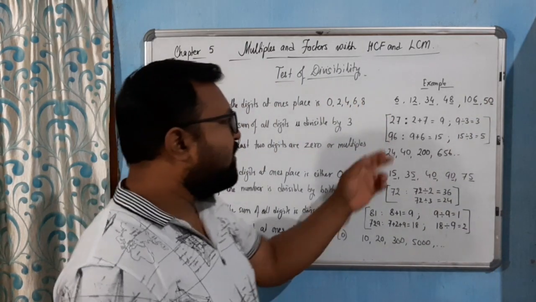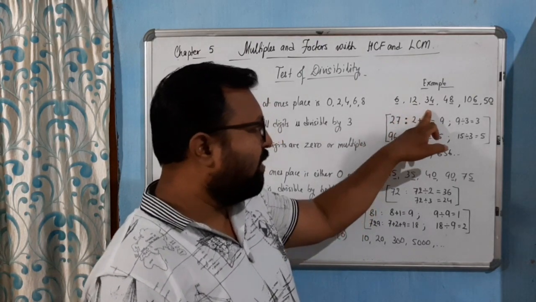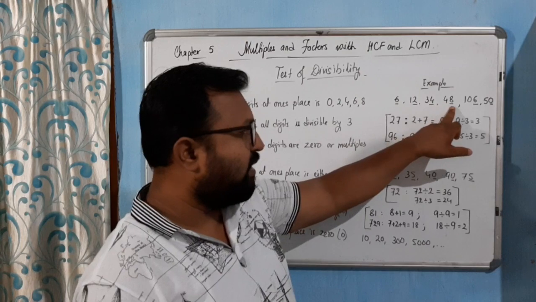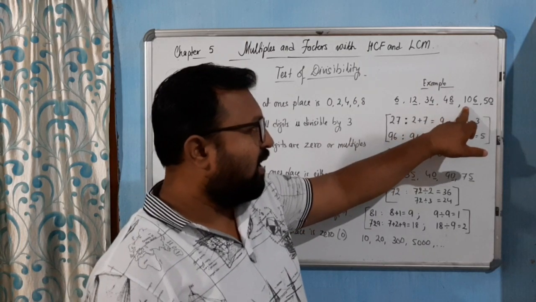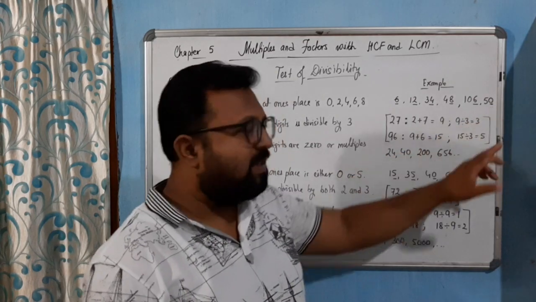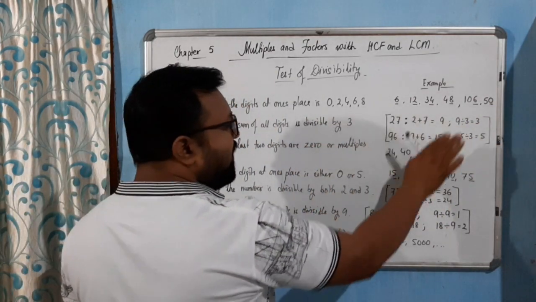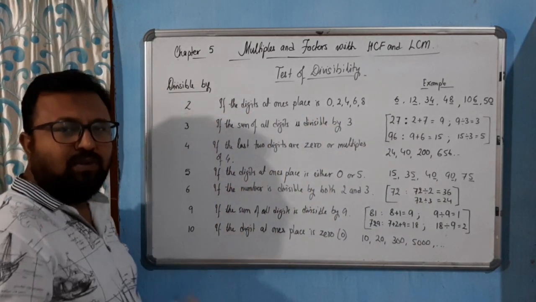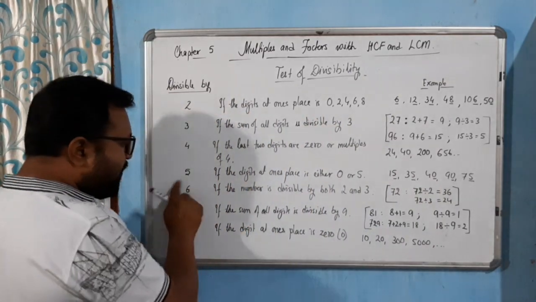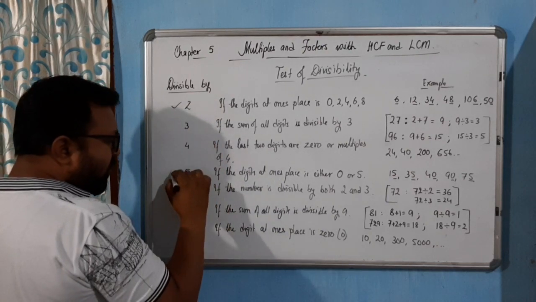So you see 6 here, 12 has 2 in the ones place, 34 has 4 in the ones place, 48 has 8 in the ones place, 106 has 6, 50 has 0 in the ones place. So if you get 0, 2, 4, 6, 8 in the ones place, that number is divisible by 2. Okay. Now come to the 5. 2 I have explained. 2 over.